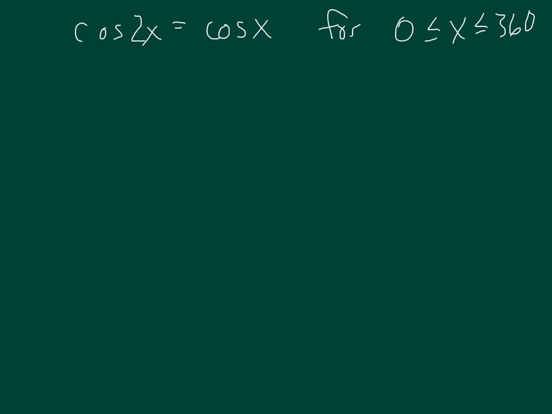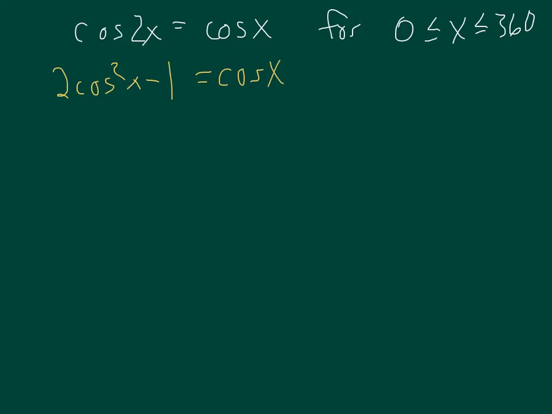So how can I do that? Well, look at your list of identities and look at the double angle identities for cosine. One of those identities involves only cosine of x. There's 3 of them, remember. There's one that has cosine squared and sine squared. There's one that has cosine squared and one that has sine squared. I want to use the one that only has the cosine. So I'm going to replace cosine 2x with 2 cosine squared x minus 1 equals cosine x.